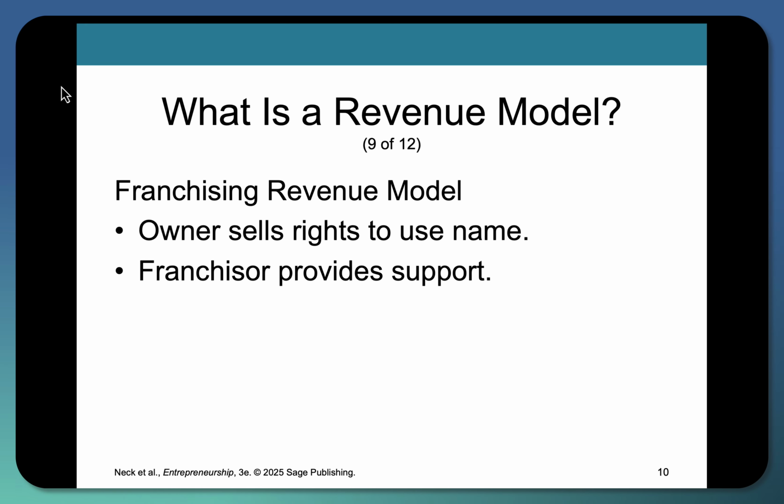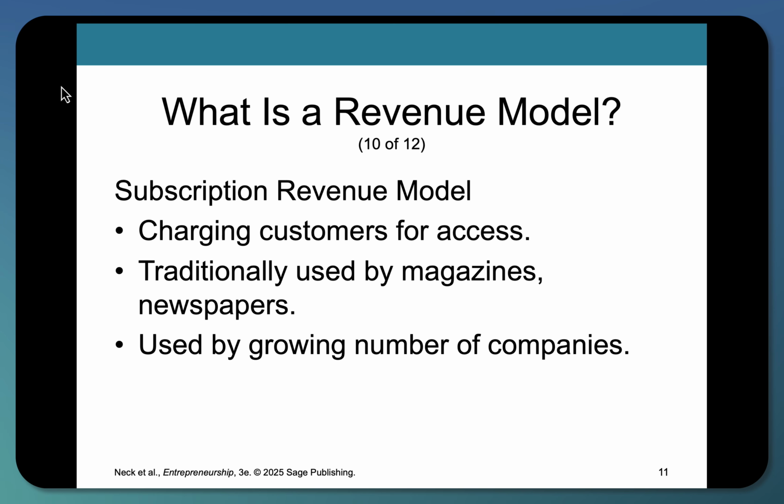Franchising revenue model. A classic example is McDonald's. It's a franchise. You can be a franchisee. You buy into McDonald's and their business model, and you pay a certain percentage back to McDonald's for using their logos and all of that.